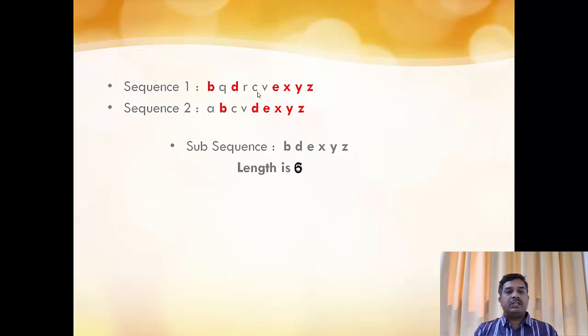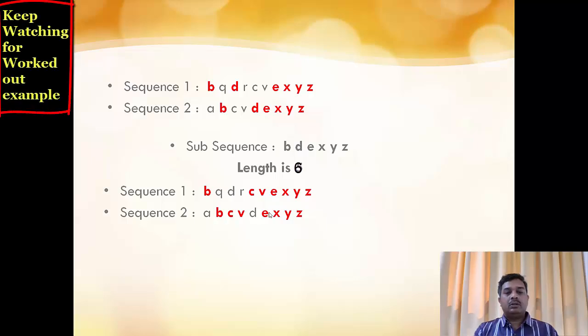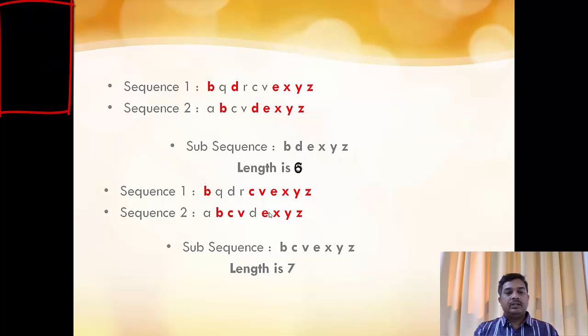But is it the maximum subsequence? Instead of taking D after B, if we take C, because C is a character in sequence 1 as well as in sequence 2, then B, C, V, E, X, Y, Z is one more subsequence we are getting, which is of length 7. So you see, we are trying to find the longest subsequence which is present in both the strings.